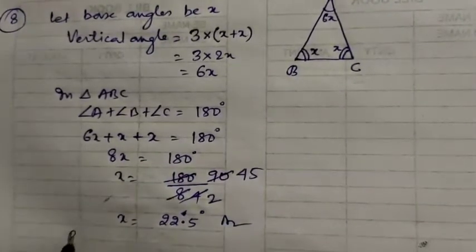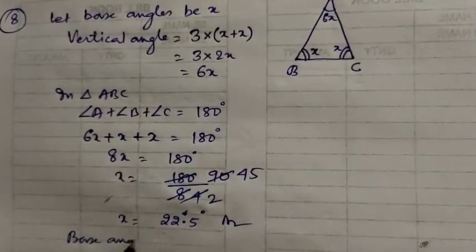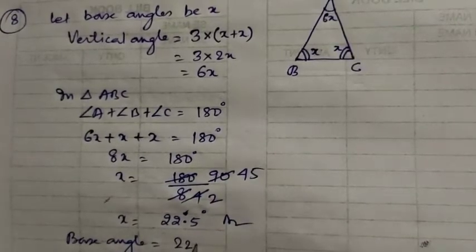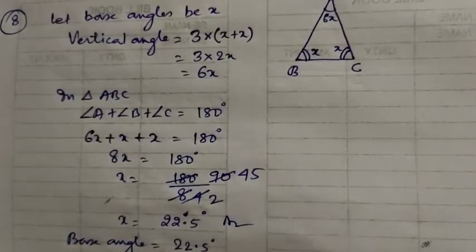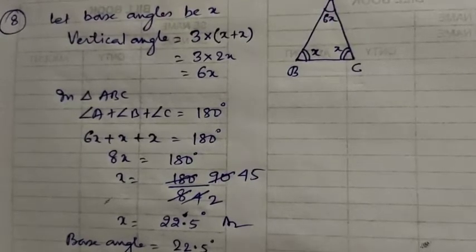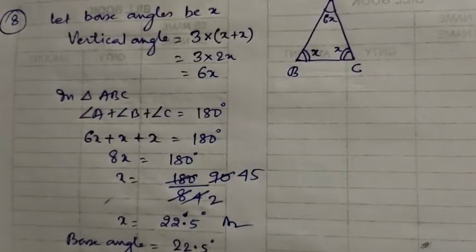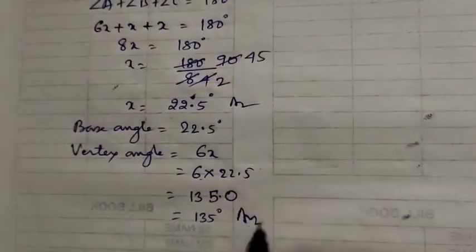It means the base angle is equal to 22.5 degrees. Therefore the vertex angle is 6x, that is 6 into 22.5. 6 5s are 30, 0, carry 3, 6 2s are 12, 15, 5, carry 1, 6 2s are 12, 13. It will be 135 degrees. Hope that this question is also clear.